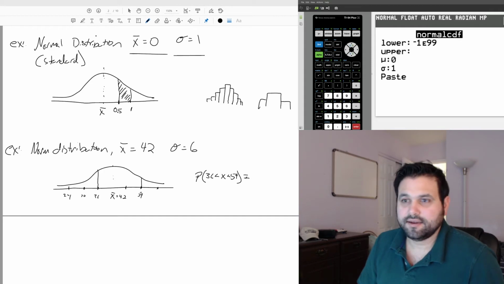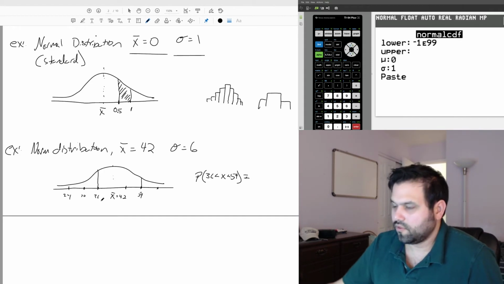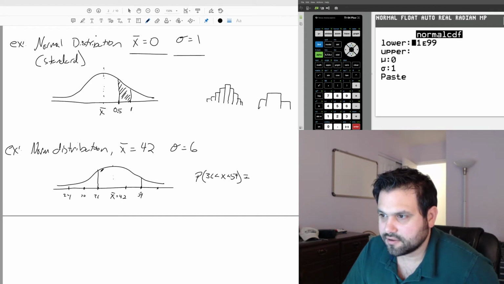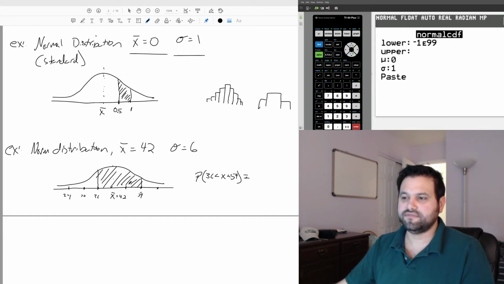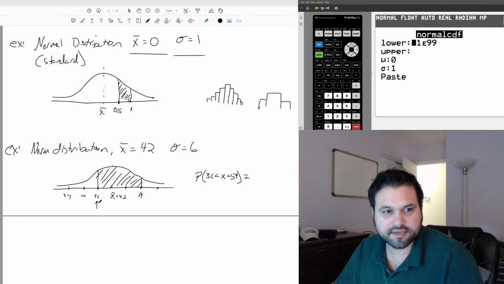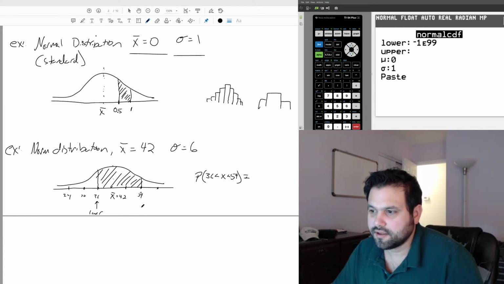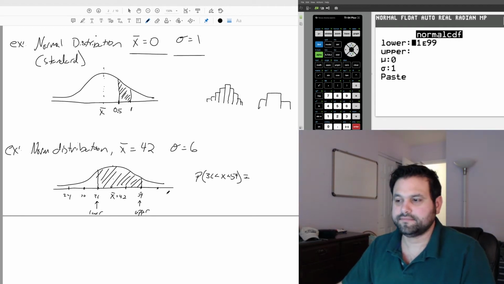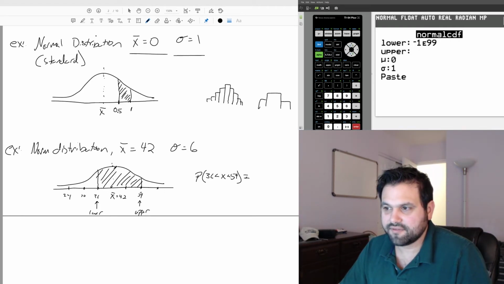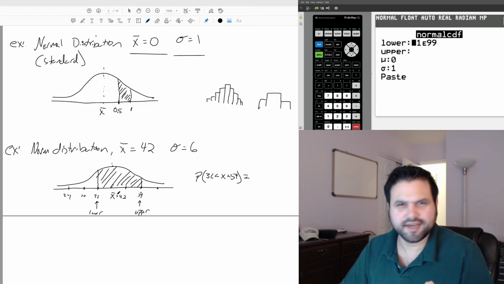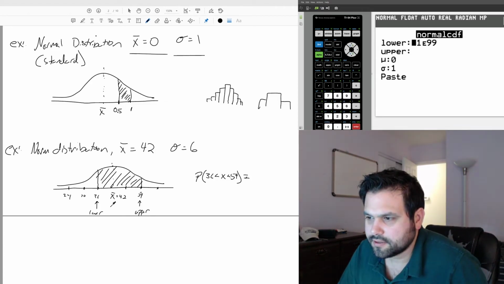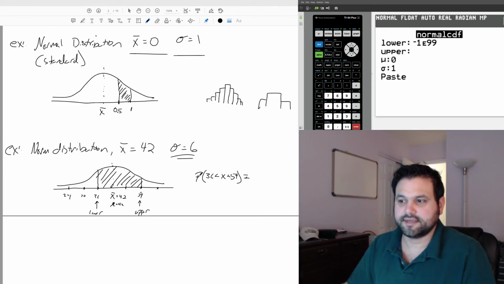What this is saying is it's essentially talking about this area we've defined. So we're looking for this area. What's the lower bound of this area? This is technically the lower bound of the area. This is the upper bound of the area. The average is mu, right? I was using x bar, I should have been using mu. So the mu is 42, and then we have our standard deviation of 6.